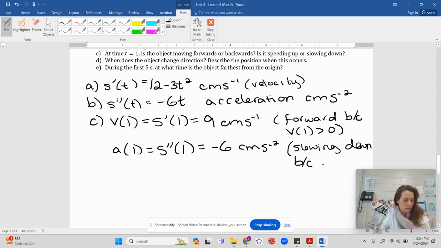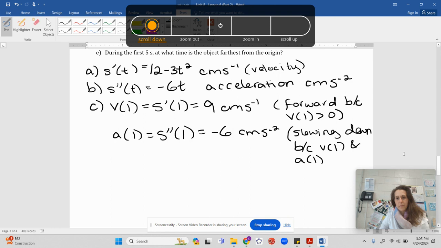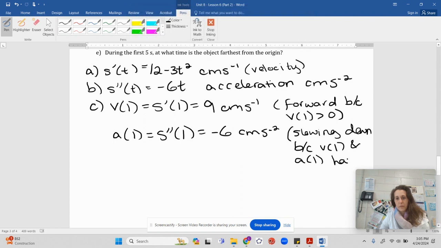So I wrote slowing down because V of 1 and A of 1 have opposite signs. Opposite signs. Okay.